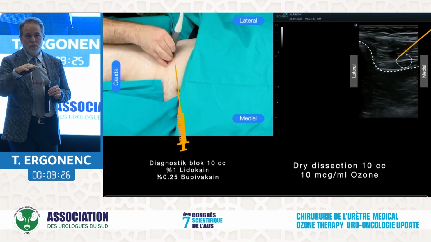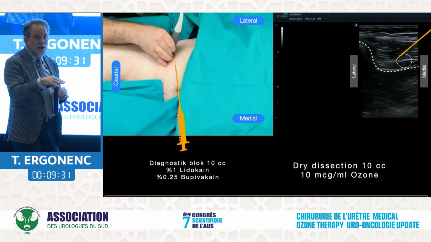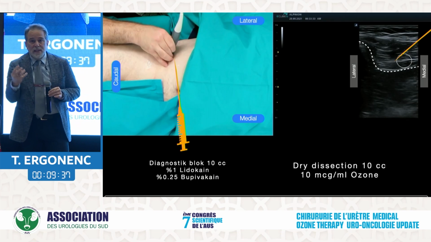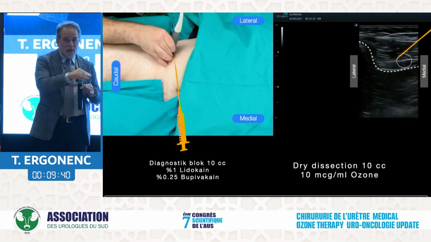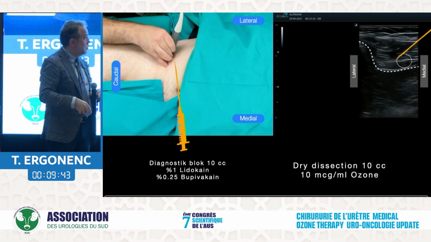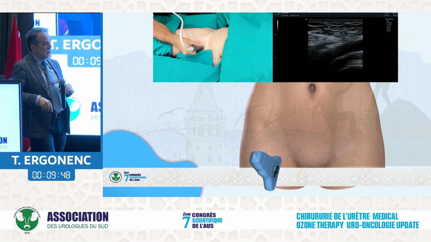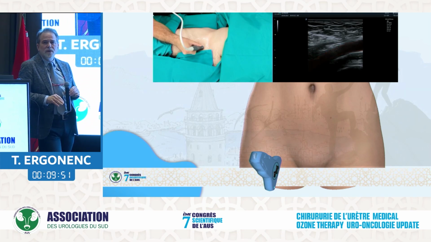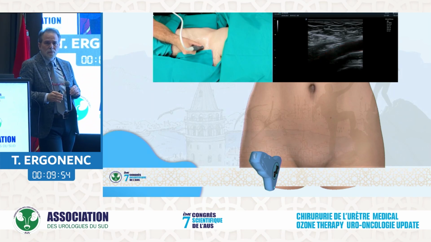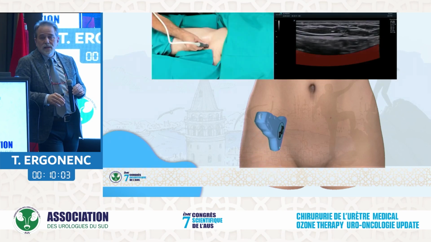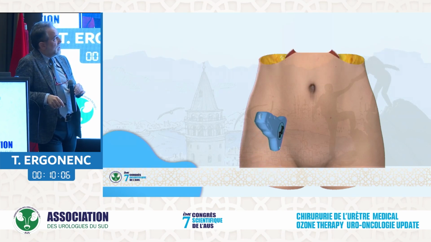10 milliliters of ozone at 10 micrograms per milliliter concentration is enough for dissection. The ozone covers the nerves, and it provides an anti-inflammatory effect and rescues the entrapment. So another important nerve is the genitofemoral nerve. When you put your transducer in the axial plane and find the femoral artery, turn your transducer almost 90 degrees and move your transducer proximally and find the external iliac artery like this.